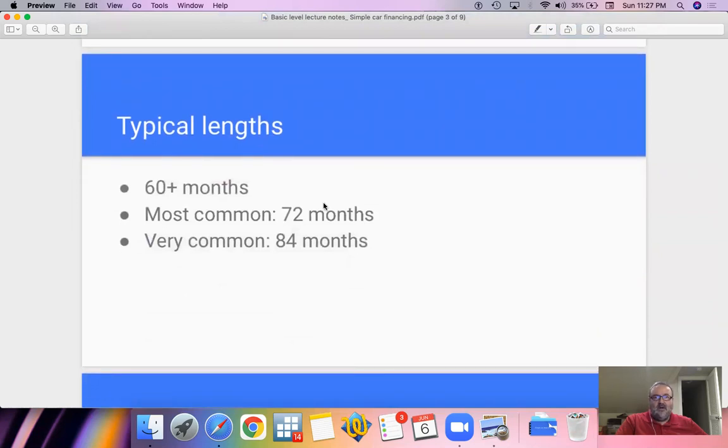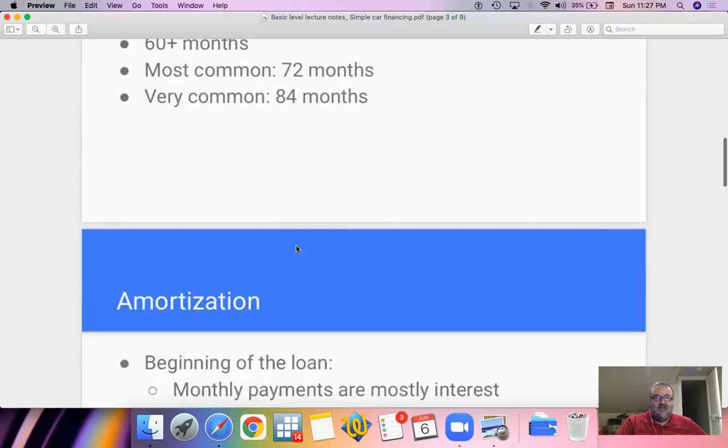Typical lengths for car loans: the most common is 72 months, 6 years, 7 years, but usually it's 5 years plus. Because interest rates are really low nowadays, I think that the most common for the past couple of years has been towards 6 years. But traditionally, car loans are about 5 years. If you're buying an RV, then you're talking about 10 years. But car loans are 5, 6, or 7 years.